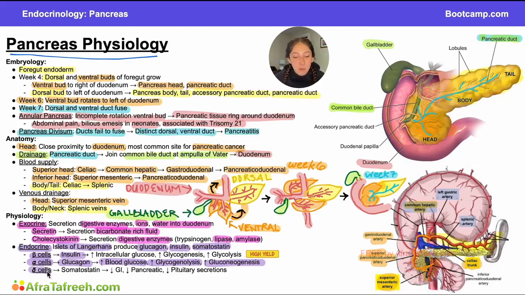And then finally, we have our delta cells, and our delta cells are going to create somatostatin, or as I like to call it, somatostopin, because somatostatin, or somatostopin, its job is to slow down all of these secretions in the body: decrease GI secretion, decrease pancreatic secretion, and decrease pituitary secretions.